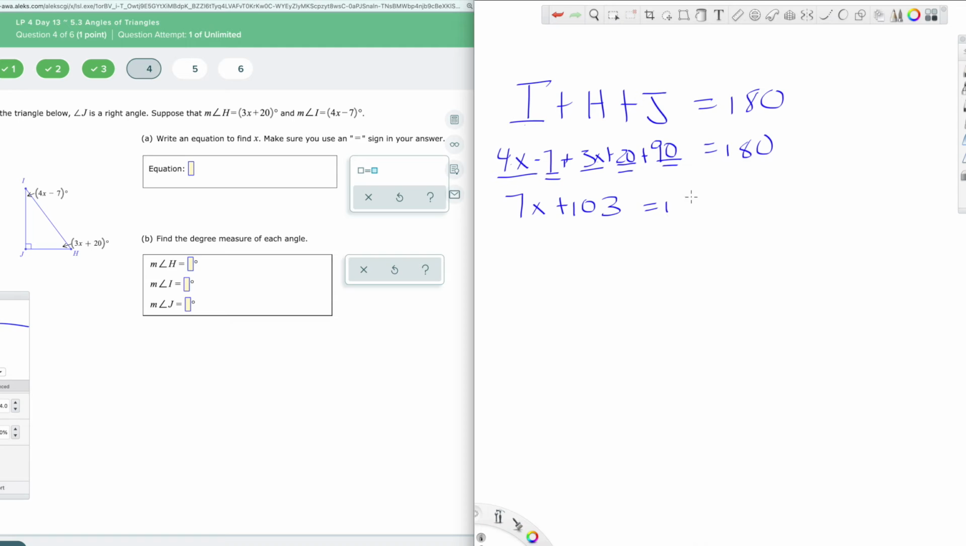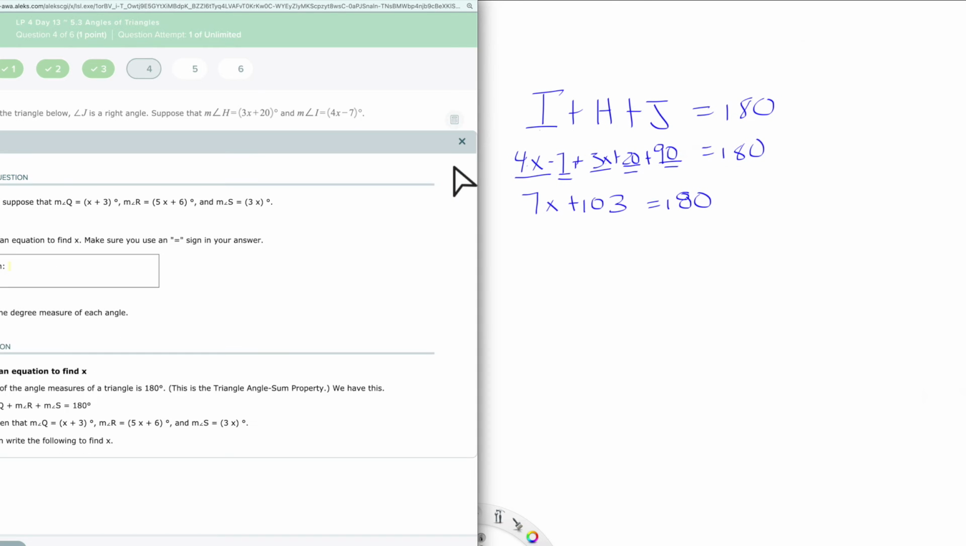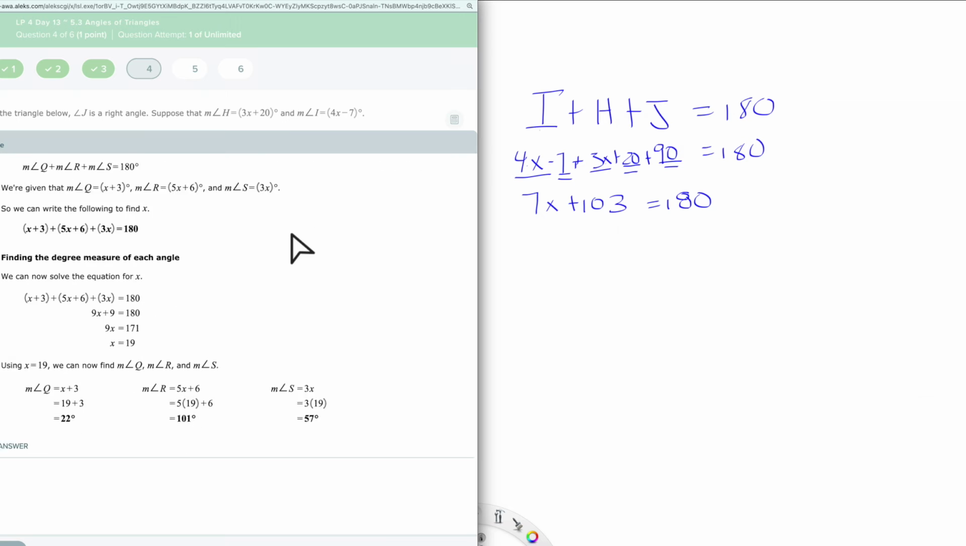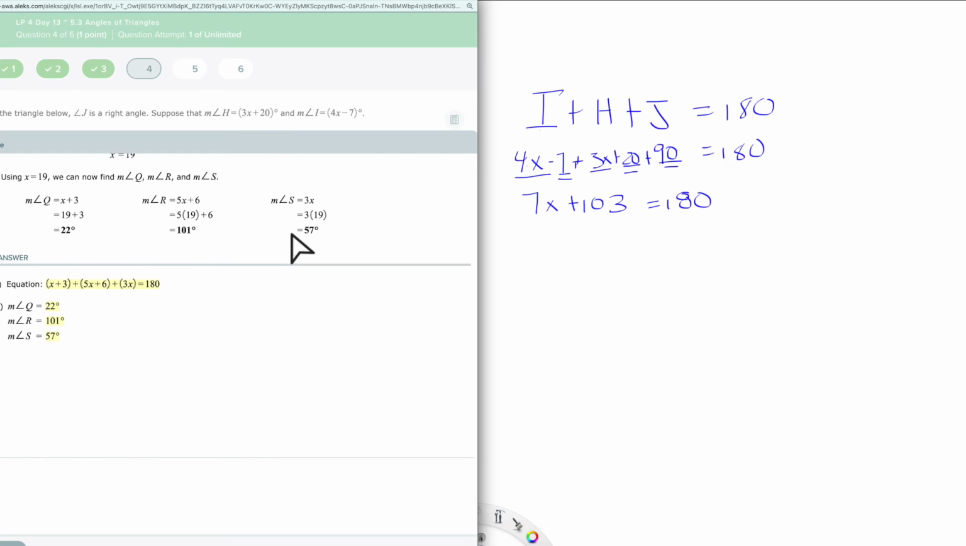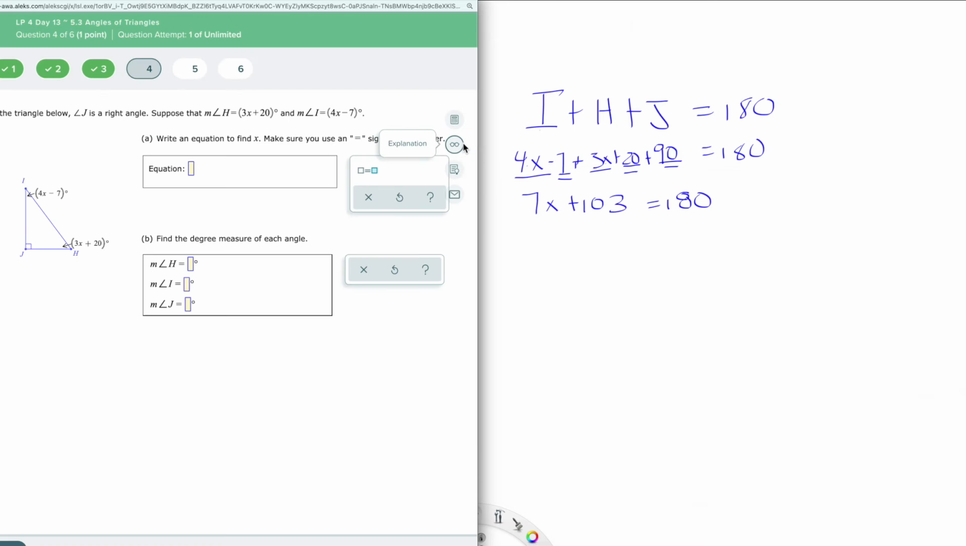Equals 180. So I'm wondering if they want it reduced at all, because I started to reduce this. No, they actually wanted them in parentheses here. So we actually want to go back really quick before I get too far, and I want to show each one of these in their parentheses.